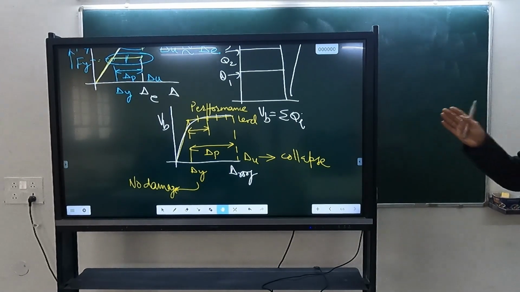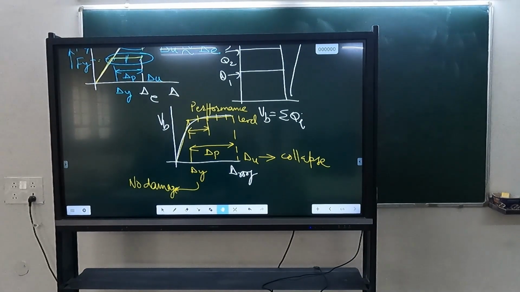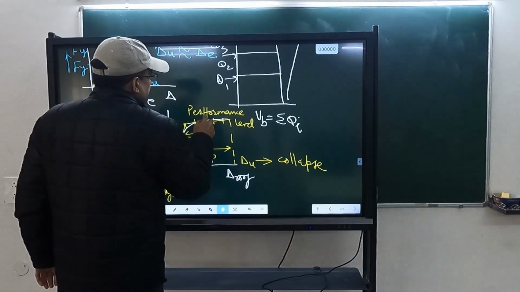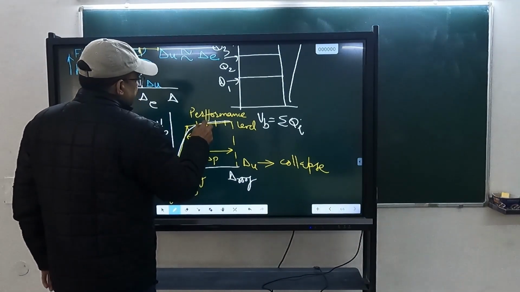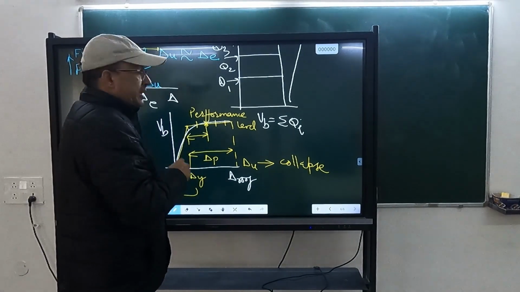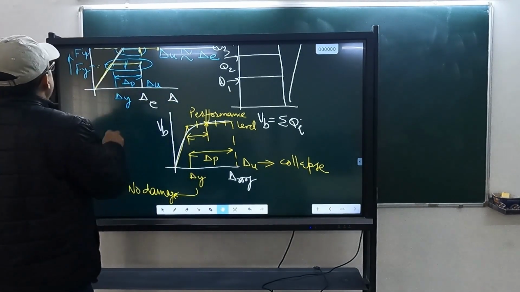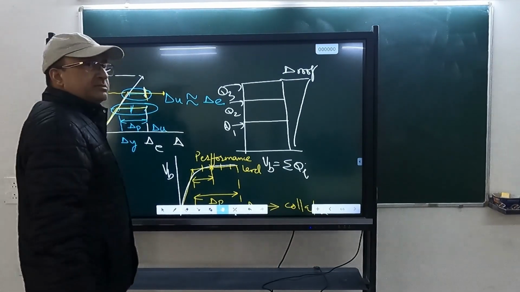So the ultimate answer is the same, but here you can estimate how much increase in the capacity, the strength, I should design for the targeted performance level. So the performance level I will target here, and corresponding to this targeted performance level, how much should be the value of Fy dash?